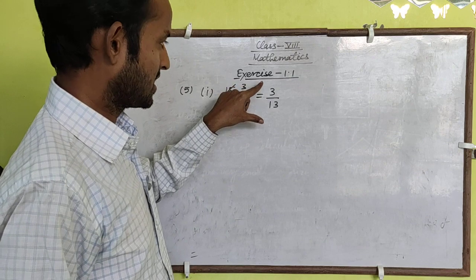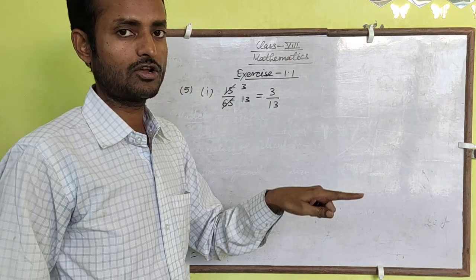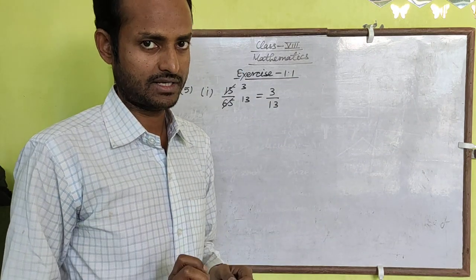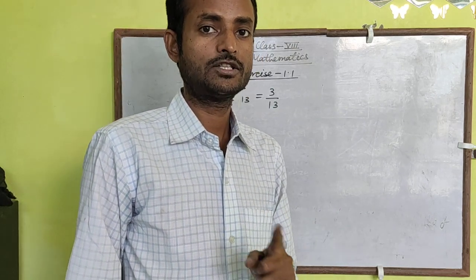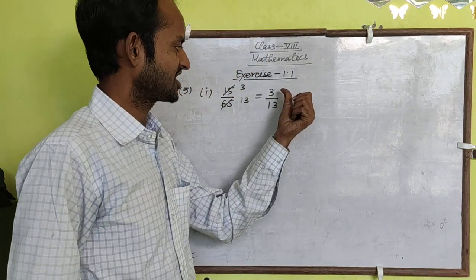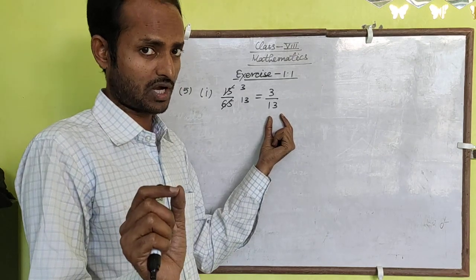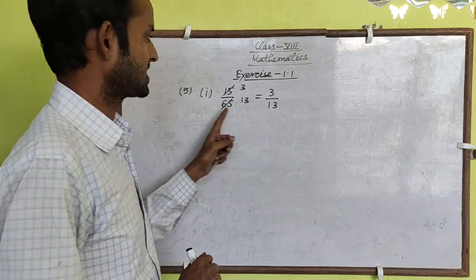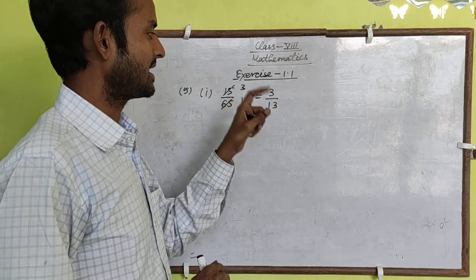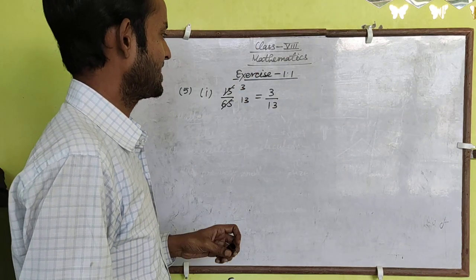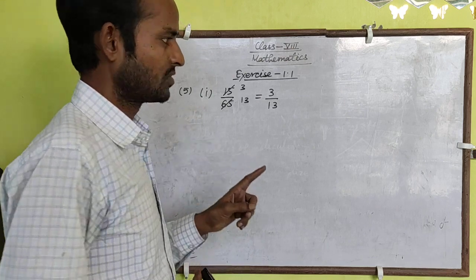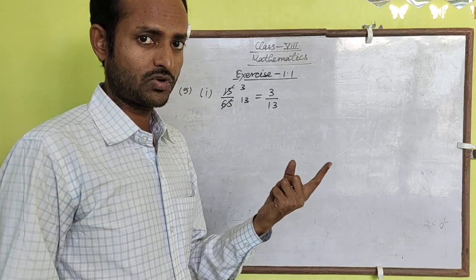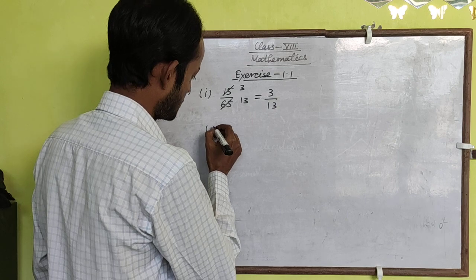It means numerator and denominator have no common factor. Here 3 and 13 have no common factor. It means this is the simplest form or standard form of the given rational number. Now, in a similar way, you can solve the remaining questions.